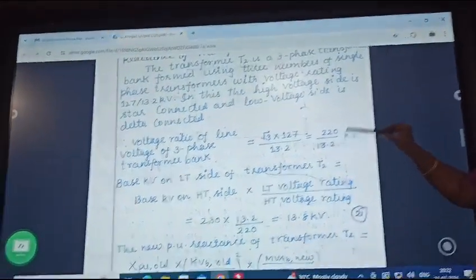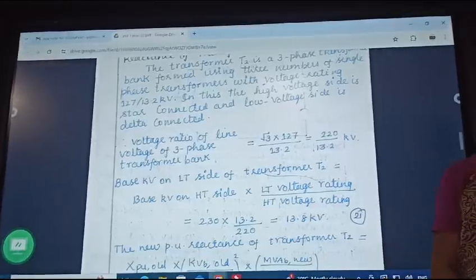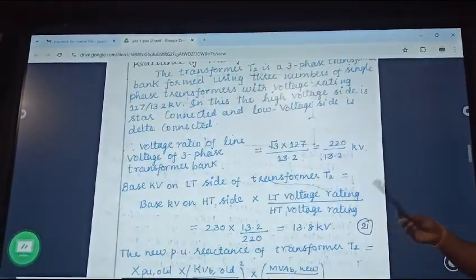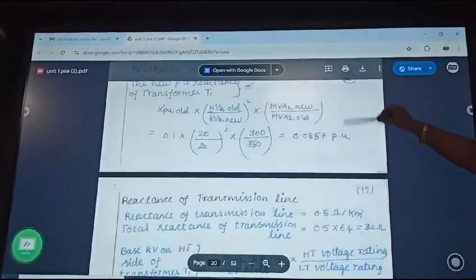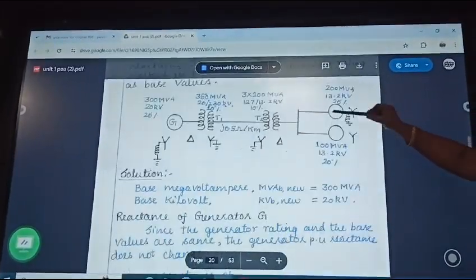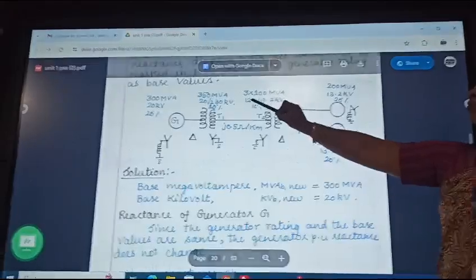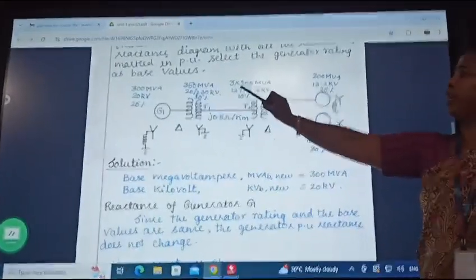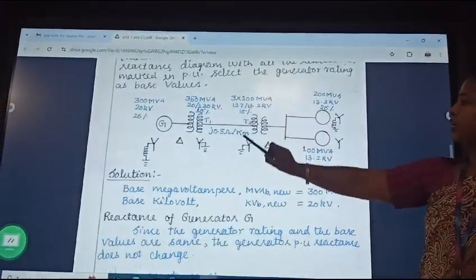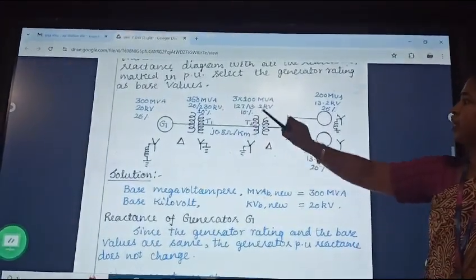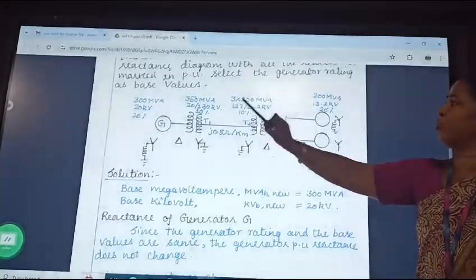So this is your voltage ratio for T2, and the same goes for the MVA. It is given that each unit is 100 MVA. You can see in the problem it is provided for each unit as 100. So for 3 single phase units, 3 into 100 gives a power of 300 MVA. That is your power. In the same way here, the star side is 127 and the delta side is 13.2, and this should be multiplied by root 3.